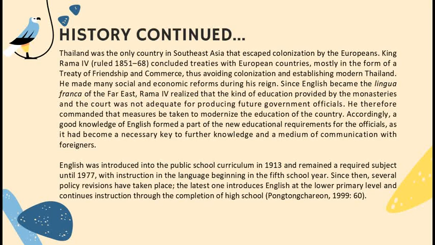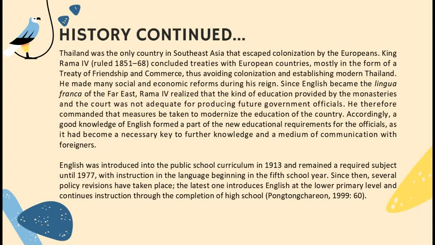Thailand was the only country in Southeast Asia that escaped colonization by the Europeans. King Rama IV, who ruled between 1851 and 1868, concluded treaties with European countries, mostly in the form of treaties of friendship and commerce, thus avoiding colonization and establishing modern Thailand. He made many social and economic reforms during his reign, since English became the lingua franca of the Far East.